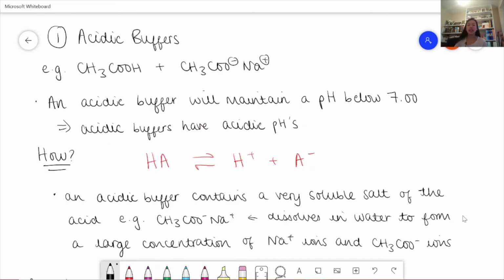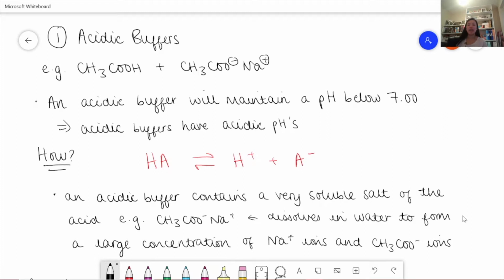So firstly, we're going to look at an acidic buffer. And so this is when you add a weak acid with a salt corresponding to it, a soluble one. So Na plus salts are always soluble. So an acidic buffer maintains a pH below 7, and so this means that acidic buffers always have acidic pHs.